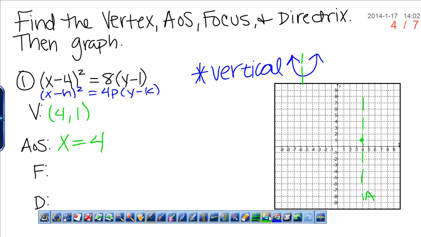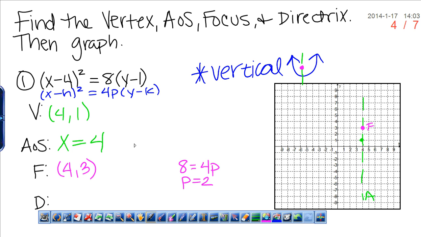The first thing you have to know is your focus is always inside your curve. So my focus is going to be somewhere in here. Let's get our p value. If 8 is equal to 4p, what is p going to be? 2. Based on my little sketch here, I know I'm going to go up to get my focus. So I'm going to go 2 units up, and that's my focus. So my focus is at 4, 3. Everyone okay with that?